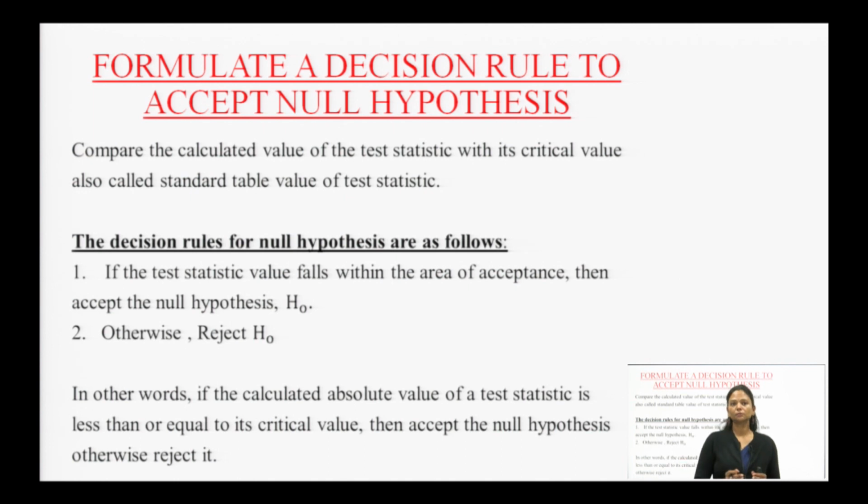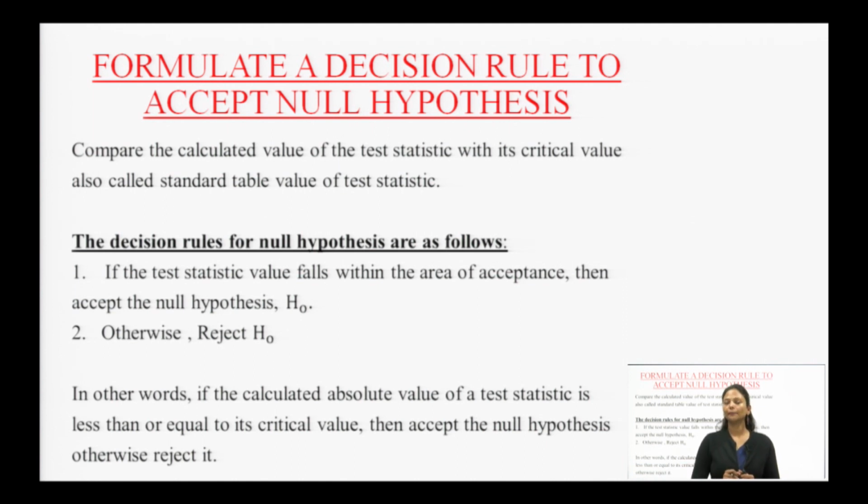When my statistic value falls within the area of acceptance, then I accept the null hypothesis, but the chances of accepting the null hypothesis are very small. That is why we always take the opposite of what we want to be accepted as the null hypothesis, and what I want to be rejected is always taken as the null hypothesis. So, we compare the calculated value of the test statistics with the critical value, that is alpha, also called the standard table values of the test statistics.